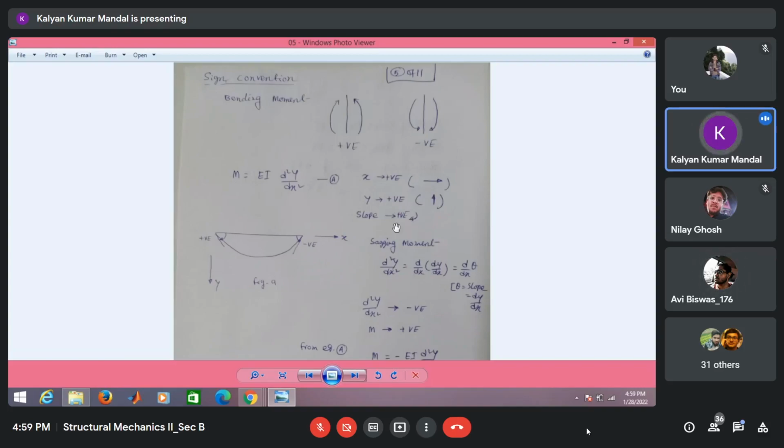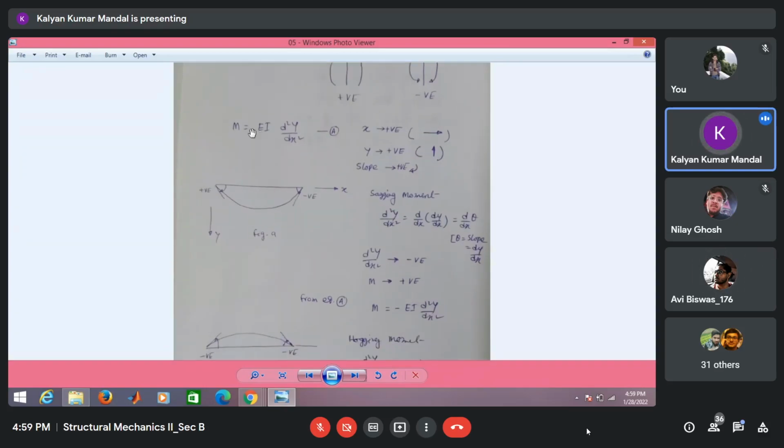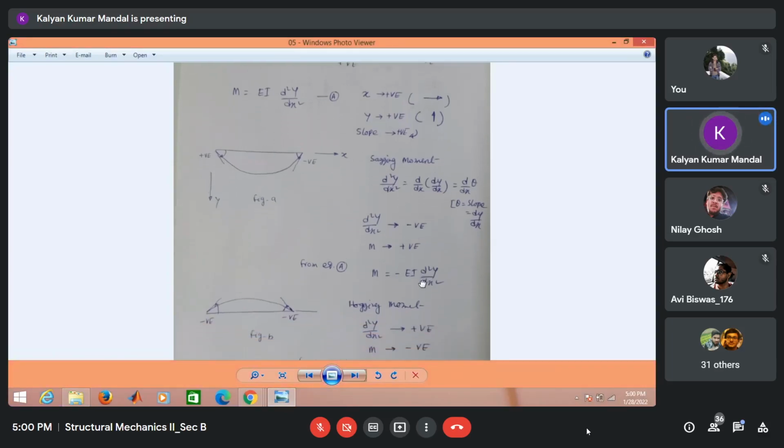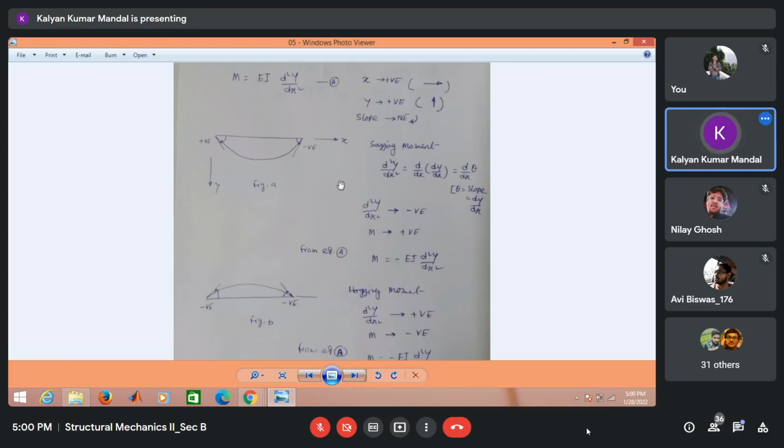Again, this sign convention is for M is equal to EI d2y/dx2. Now we try to write down this moment-curvature relationship in the axis system where x remains as it is, but y is positive vertically downward. When we write M is equal to minus EI d2y/dx2, this expression is for the axis system where x is positive left to right, y is positive vertically downward, and slope is positive when clockwise.